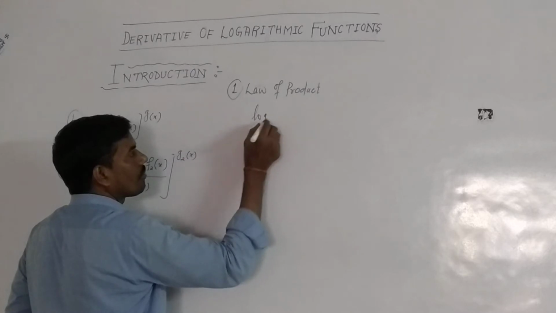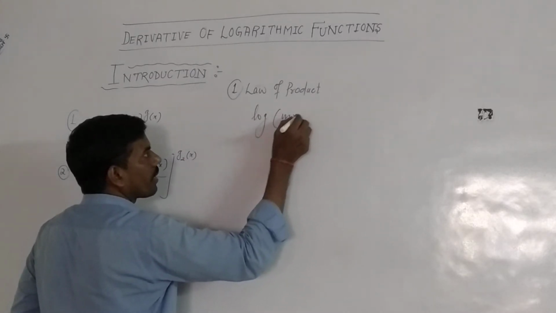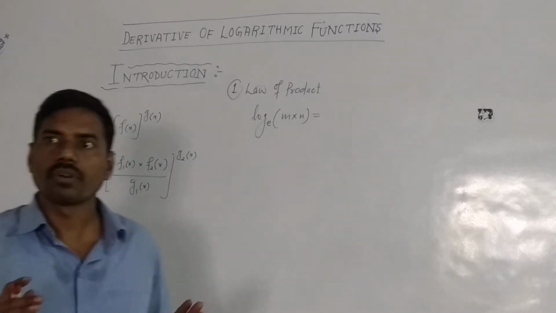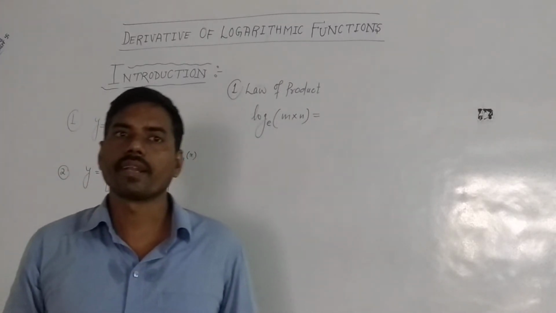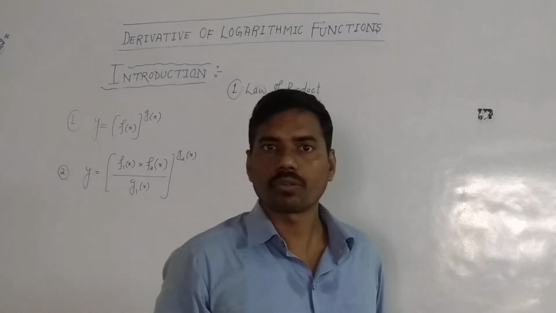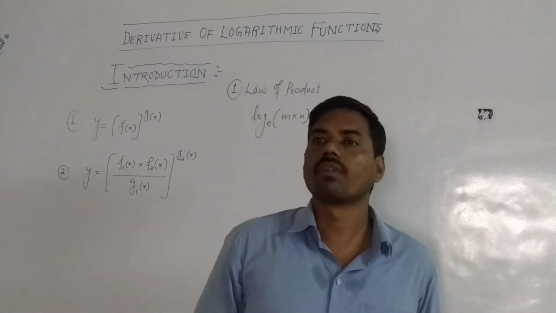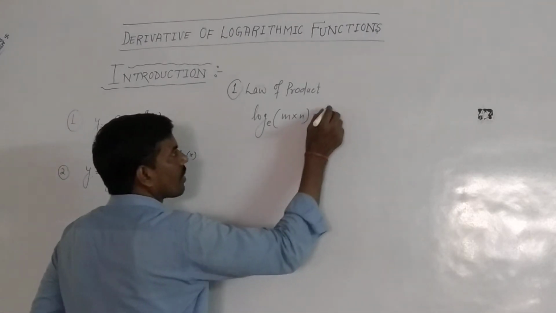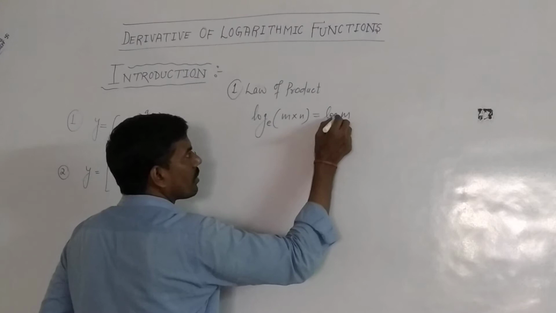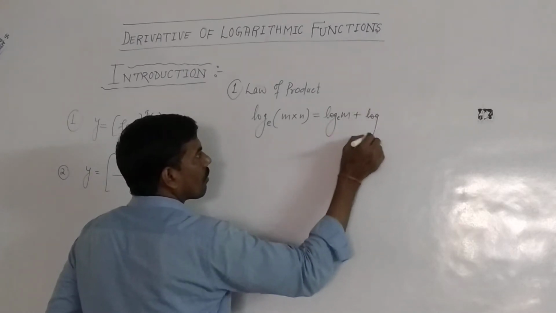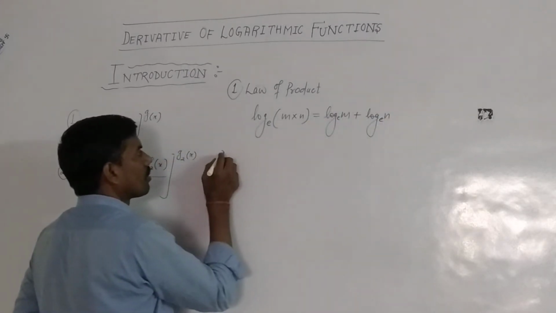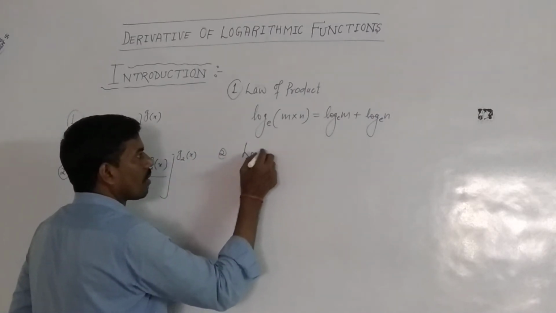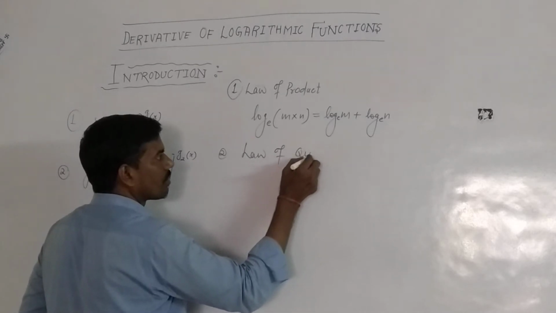First one is law of product, means log of m into n to the base e is equal to log of the product of two functions named as m and n to the base e, means natural logarithms. Okay, log of m into n is given as log of m to the base e plus log of n to the base e. First one, law of product, and second one is law of quotient.